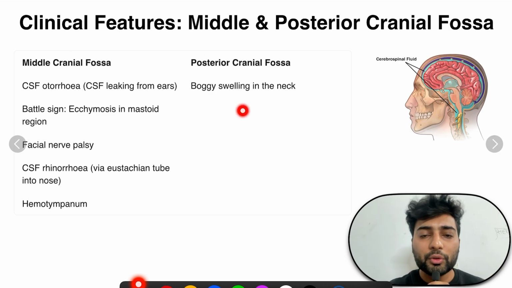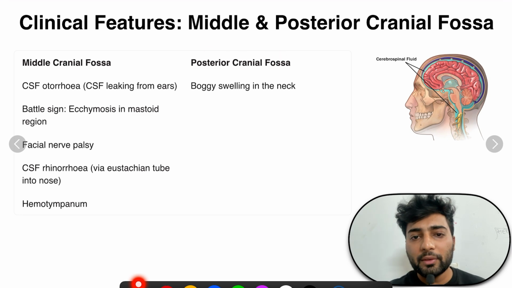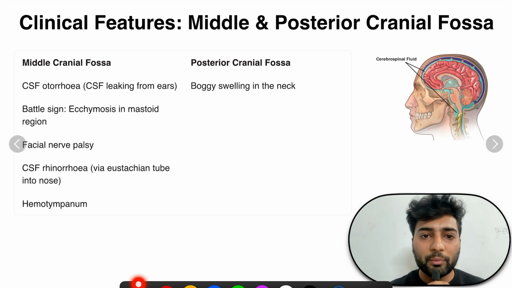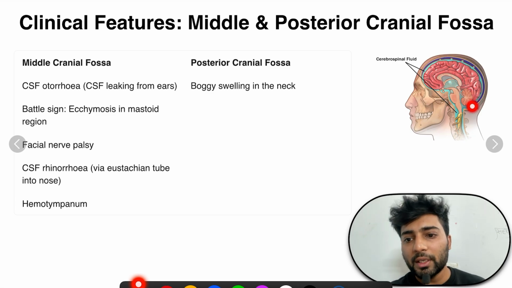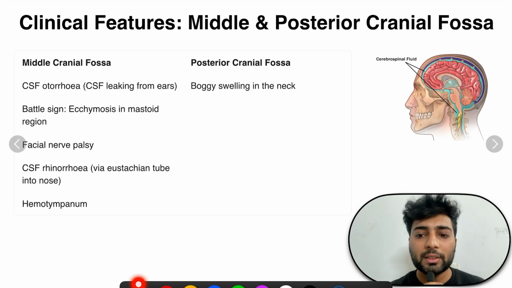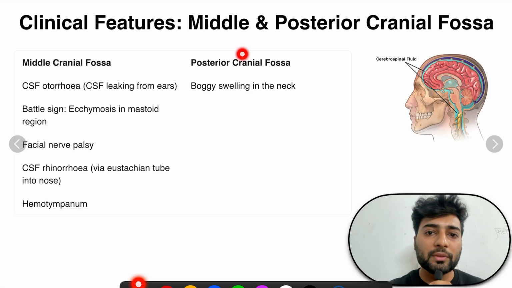First, let's look at the posterior cranial fossa. In the posterior cranial fossa, there is only one feature important for you, which is boggy swelling in the neck. Just see, whenever there is a fracture over here in the posterior cranial fossa, the neck will be a bit swollen due to blood and some fluids. So we have boggy swelling in the neck.